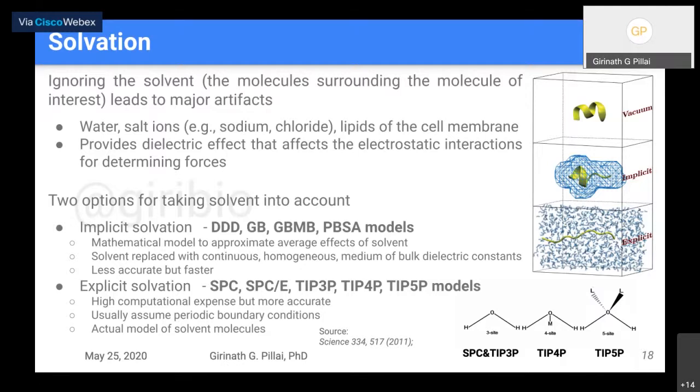In explicit solvation, these are the different models we have: water models like SPC, SPC/E, TIP3P, 4P, 5P models available, which we usually use in our protein molecular dynamics in GROMACS or AMBER or any others. They are highly computationally expensive but more accurate. Explicit solvation usually assumes periodic boundary conditions, whereas implicit does not, and it uses actual models of solvent molecules.